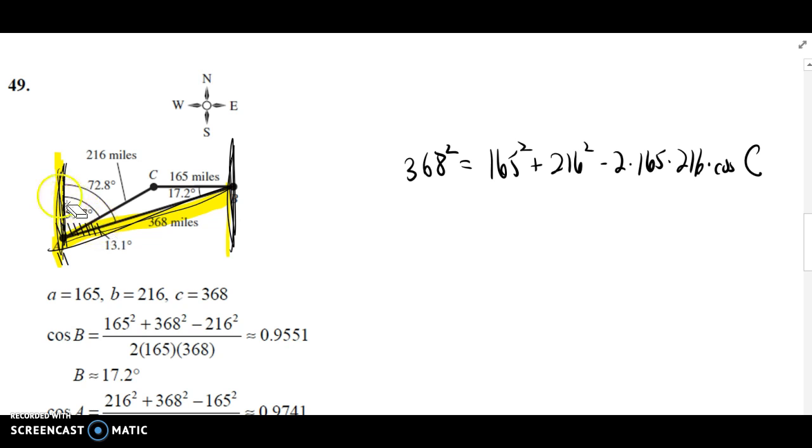Our bearing is going to be this entire angle, which is equal to that entire angle. But I can see from my numbers, it's going to be this 59.7 that we found plus another 13.1. So if we add those two angles together, we get 72.8 degrees. So you're not going north, you're going 72.8 degrees east of north, going from point A up to point B.